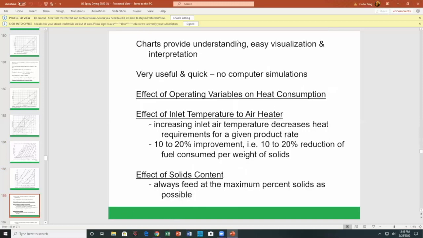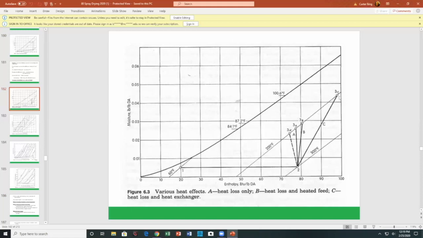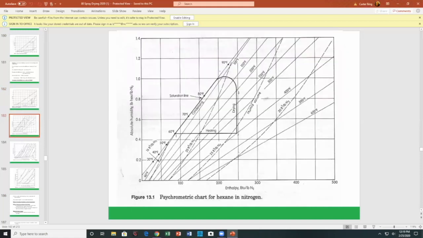This is a close-up of the shortcut chart again. Charts provide understanding, easy visualization, and interpretation. Very useful and quick. No computer simulations. It's not opaque. It's very easy to see what a little bit of preheat to the feed will do, whether I have an internal heat exchanger or whether I have a condensing system, condensing the benzene and taking it out. So this is a cycle in here. Get out the benzene. Anyway.